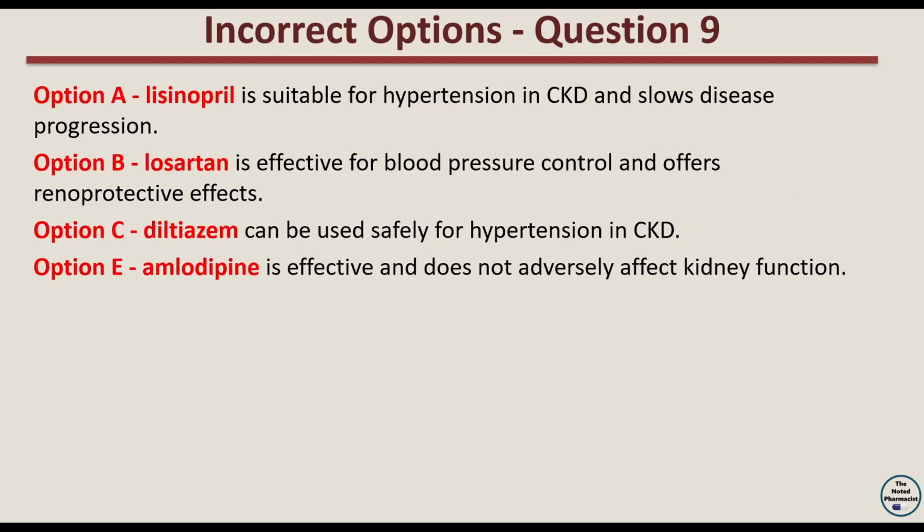Here is the explanation for incorrect options. Option A is incorrect because lisinopril is suitable for hypertension in CKD and slows disease progression. Option B is incorrect because losartan is effective for blood pressure control and offers renoprotective effects. Option C is incorrect because diltiazem can be used safely for hypertension in CKD. Option E is incorrect because amlodipine is effective and does not adversely affect kidney function.